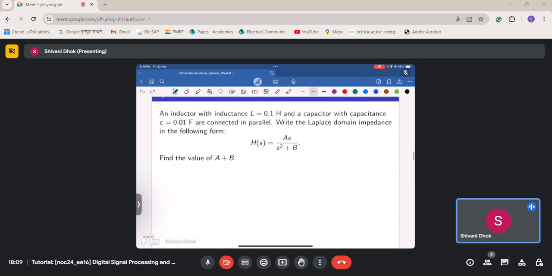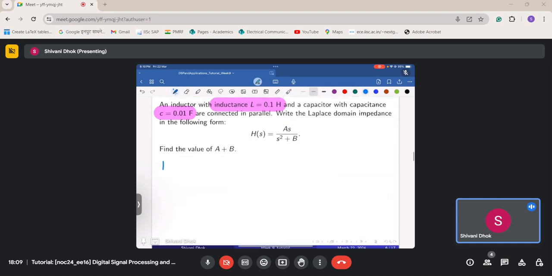The first question says that we are given an inductor with inductance L equal to 0.1 Henry and a capacitor with capacitance 0.01 Farad, and these are connected in parallel. We need to write the Laplace domain impedance in the given form and find the value of A plus B. This was a question from last year's assignment. So let's go ahead. Let me draw the circuit diagram first. We have an inductor and a capacitor connected in parallel.